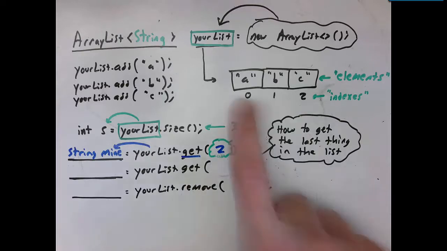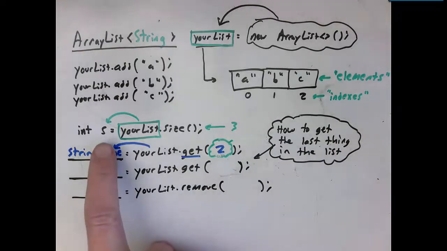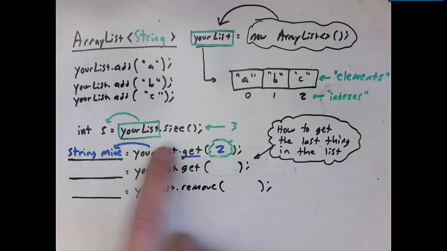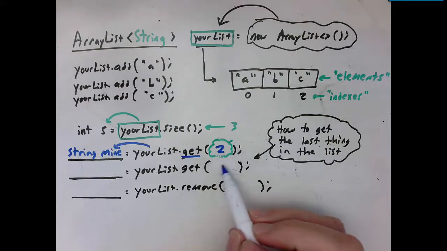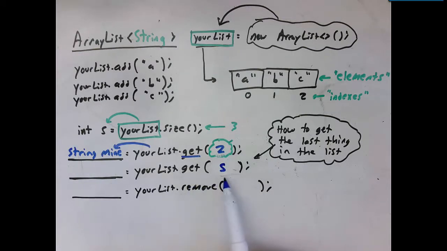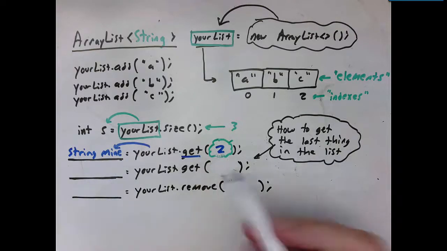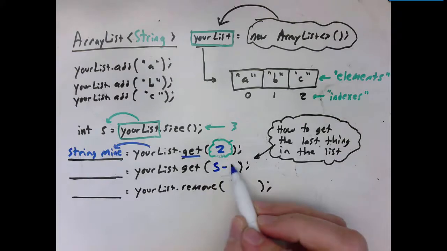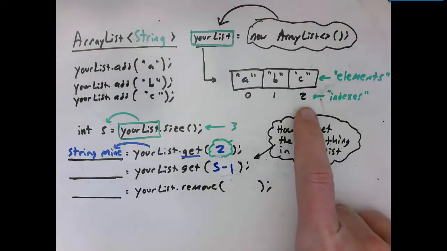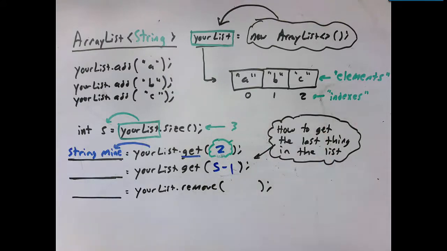So the usual way to get the last thing from the list is to use the size of the list itself. So you ask your list how big it is. So here I've done that, and I've saved it inside S. But notice that if I was going to try and put S right here, S is the number 3, and if I try and get the location 3, that doesn't exist. So you can't actually do that, but what you can do is say size minus 1. And the last location in your list is always the size minus 1.